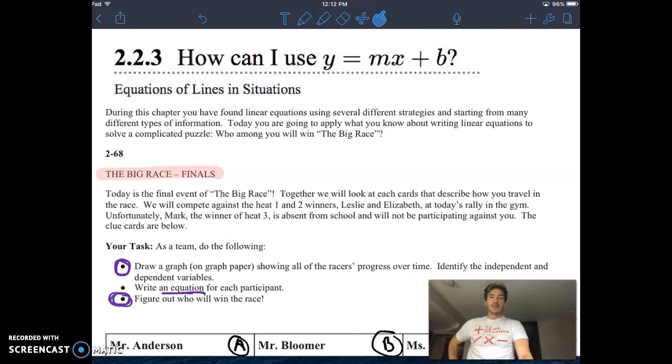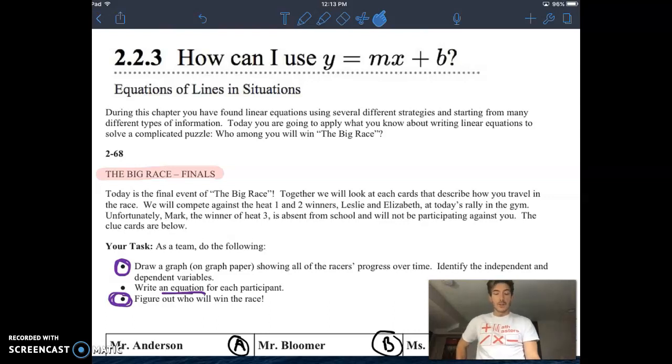Hey everyone, it's Mr. Anderson coming to you again one more time in Chapter 2, our unit on linear relationships. We're going to be talking today about Section 2.2.3 in our CPM textbook, and how we can use slope and intercept, the equation of a line in slope-intercept form, to help us solve some problems.